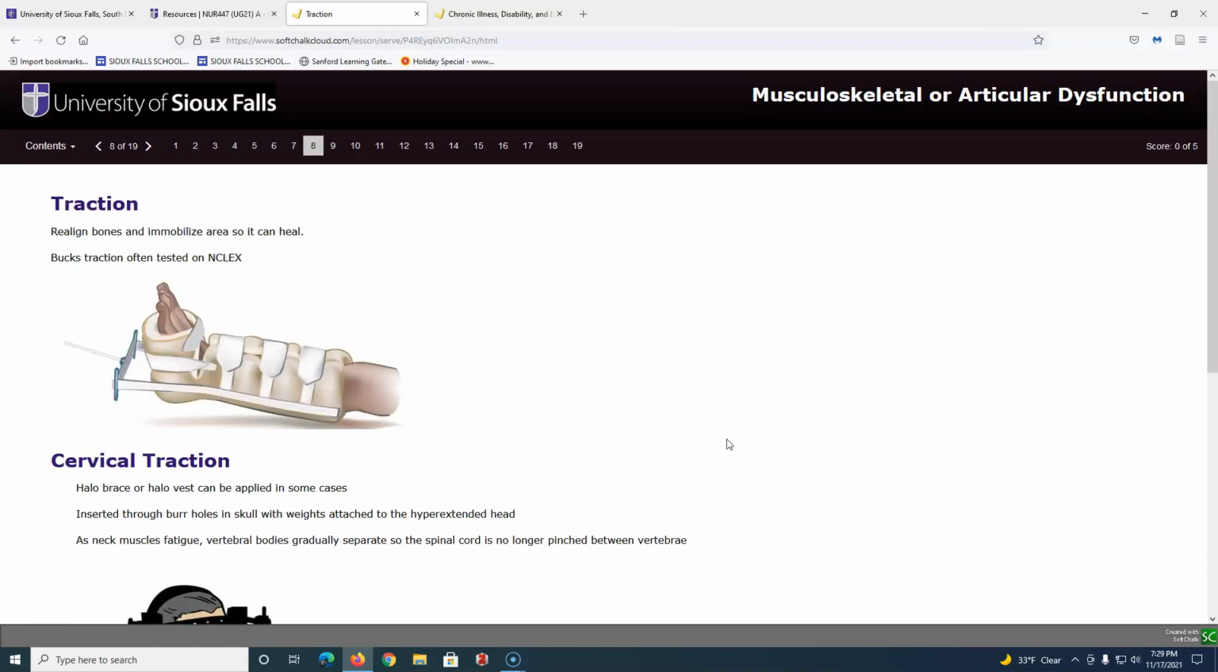Traction, we really don't use a lot of traction anymore, but NCLEX still likes to test on some of this stuff, especially Buck's traction. Buck's traction is a Velcro boot that you place on somebody. There are no pins, no outside sources with this, but then you have straps on here, and a rope that's connected to weights on the end of the bed. What it does is pull this way and this way, related to your body weight. And then you're trying to separate the bones so that they can grow in a nice straight line.